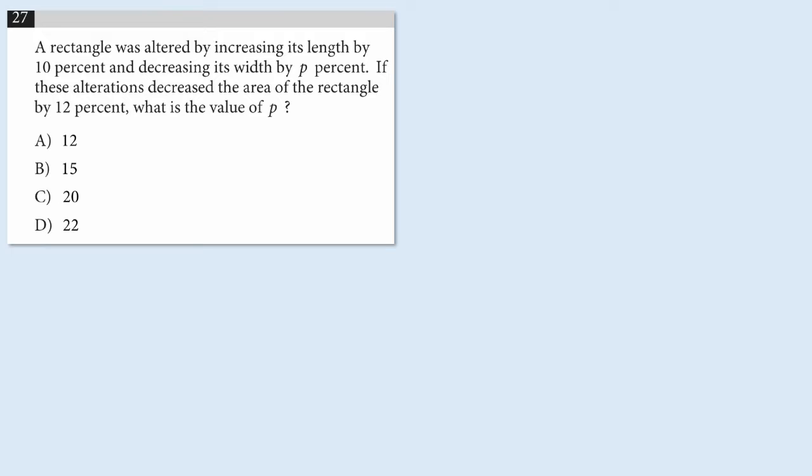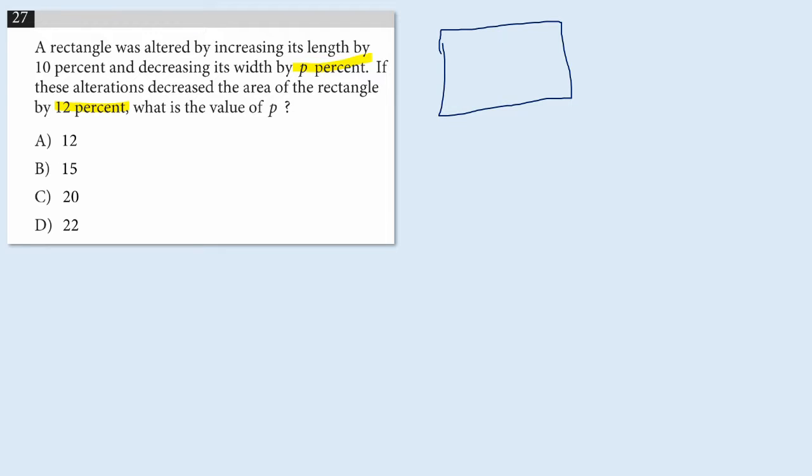And what that means is actually picking values. We're talking about a rectangle that's being altered. So I see that there's information in here about percent. So I'm just going to draw a rectangle, and I'm going to pick an area of 100 because 100 is great to work with for percent problems.